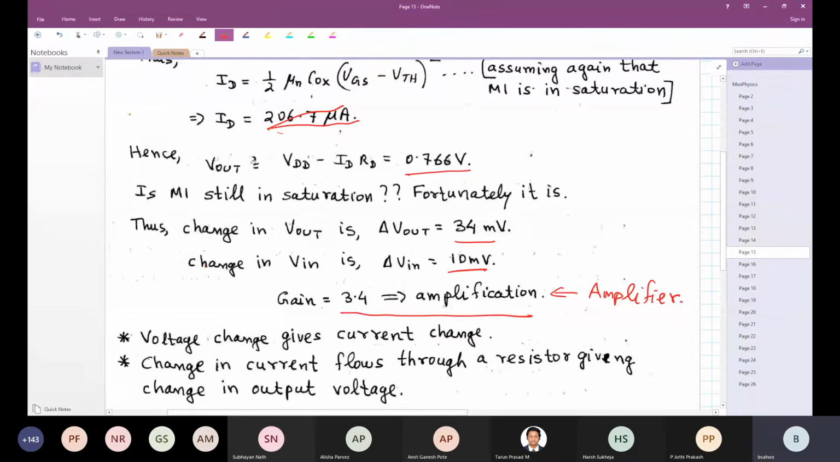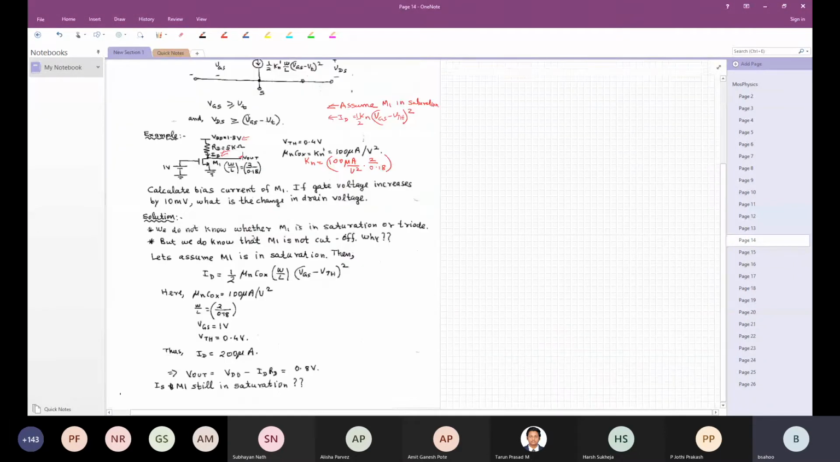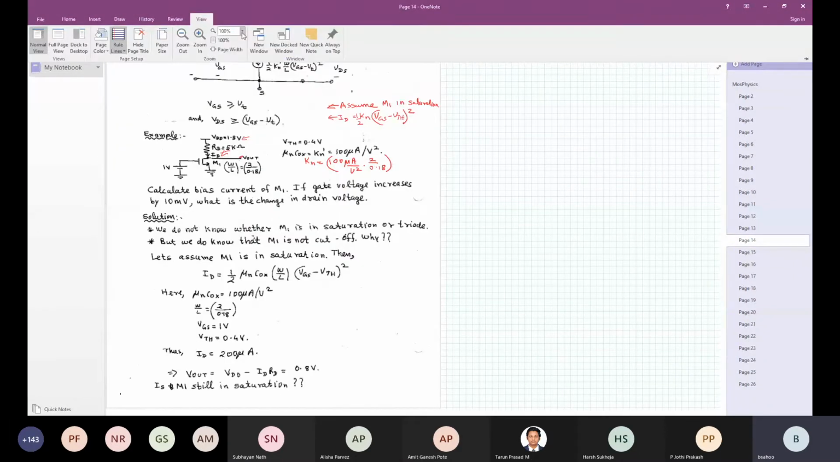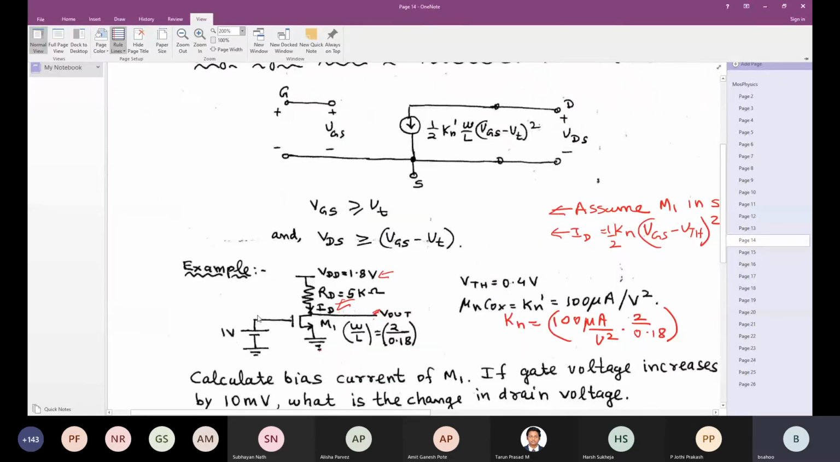Okay. So how does this amplifier work? Now let's look at it very closely. What is the principle of operation of the amplifier in this scenario? You change this voltage. What is the effect of this change in voltage? It changes the current. Okay. This change in current is made to flow through a load resistor to give you a change in voltage.